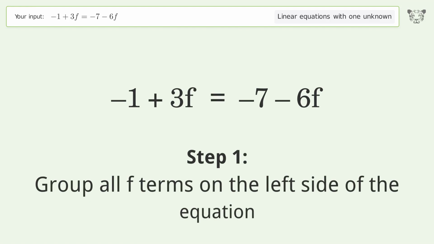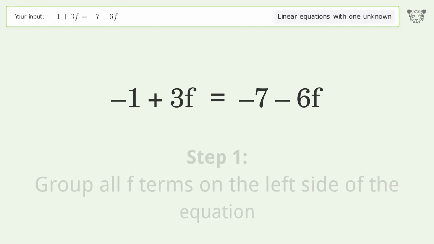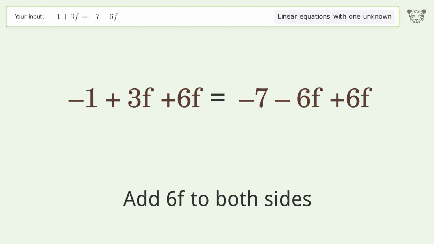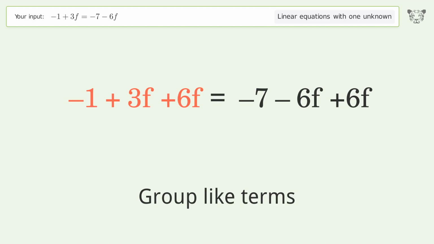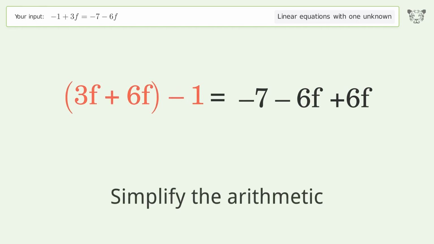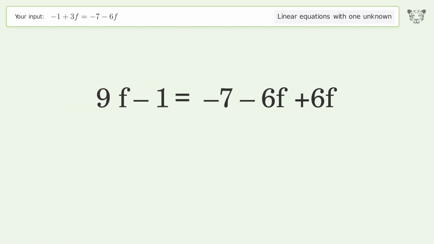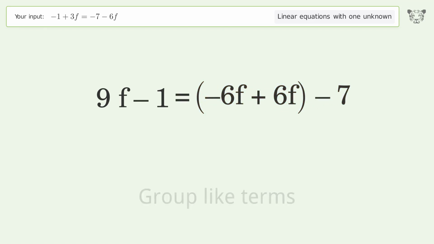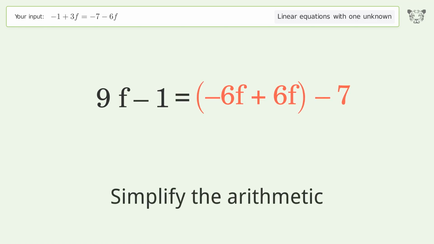Group all f terms on the left side of the equation. Add 6f to both sides. Group like terms. Simplify the arithmetic. Group like terms. Simplify the arithmetic.